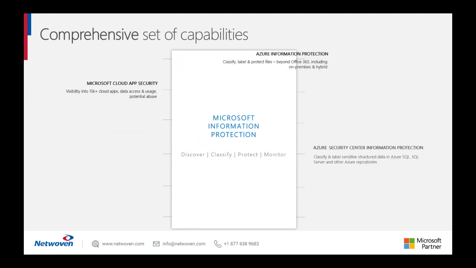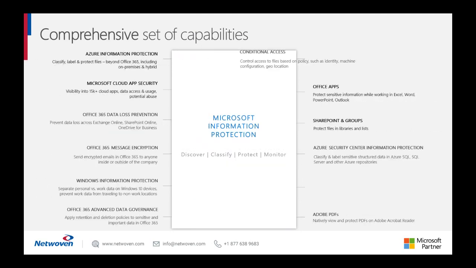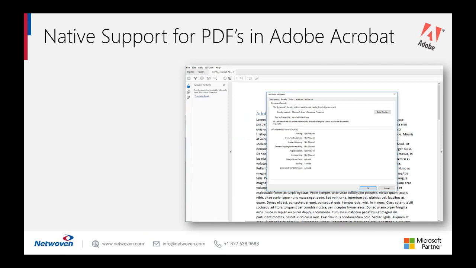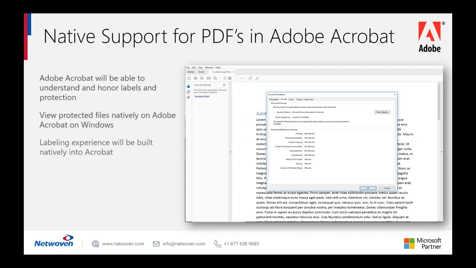So looking at next, let's have a look a little bit more at third party, because this is really quite a big thing we find with our clients. And I've taken a classic. Let's look at Adobe or PDFs. Now there is actually native support for PDFs using Adobe Acrobat. So you get the full features in that sense. Acrobat is going to be able to understand the labels that we've set and really honor them. And of course, that gives us the protection.